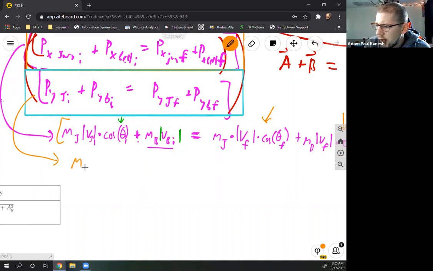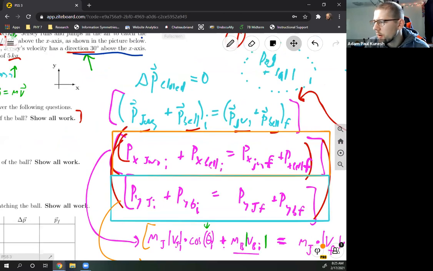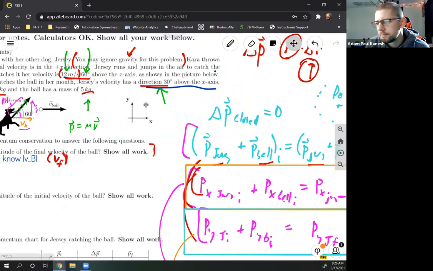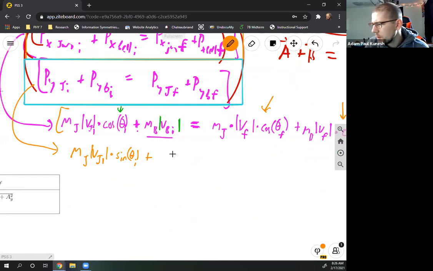So the magnitude of vj times sine of theta initial tells me Jersey's vertical momentum initially, plus, what's going to be the momentum for the ball in the vertical direction? Again, the ball has no vertical component to its velocity, so the ball is going to have 0 momentum in the vertical direction. 0. That's always nice to see, right?